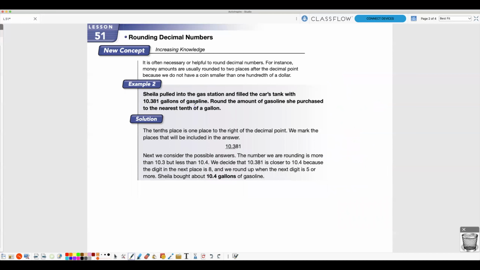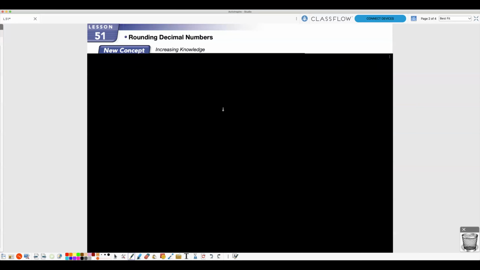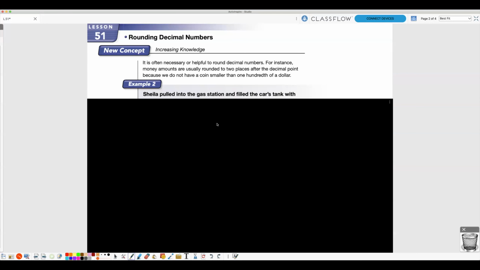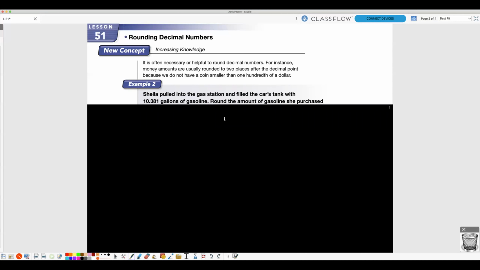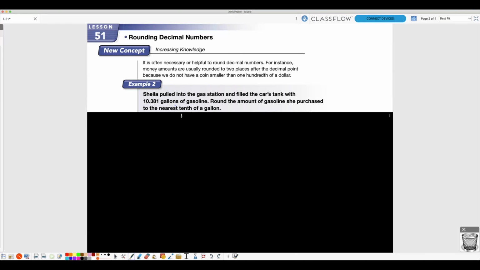All right, let's look at another example here. It's often necessary or helpful to round decimal numbers. Again, that's just the same idea there. So Sheila pulled into the gas station, and I'll make it easier for you to follow. Sheila pulled into the gas station and filled the car's tank with 10 and 381 thousandths gallons of gasoline. Round the amount of gasoline she purchased to the nearest tenth of a gallon.